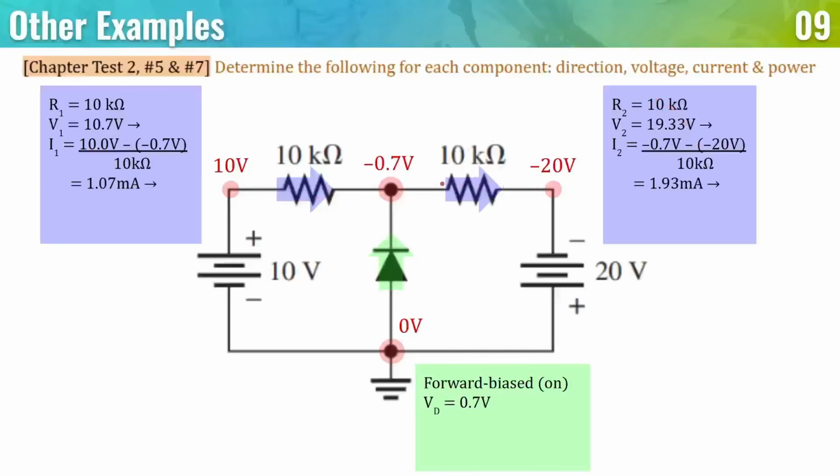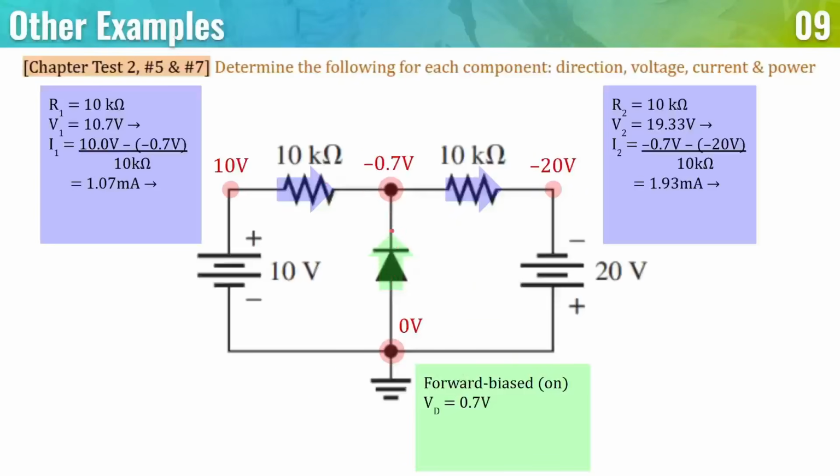Similarly, for this one, we're going from negative 0.7 to negative 20 volts. So make sure that you're applying the signs correctly. It must be starting minus end voltage all over the resistance. So the current here is going to be 1.93 milliamperes.